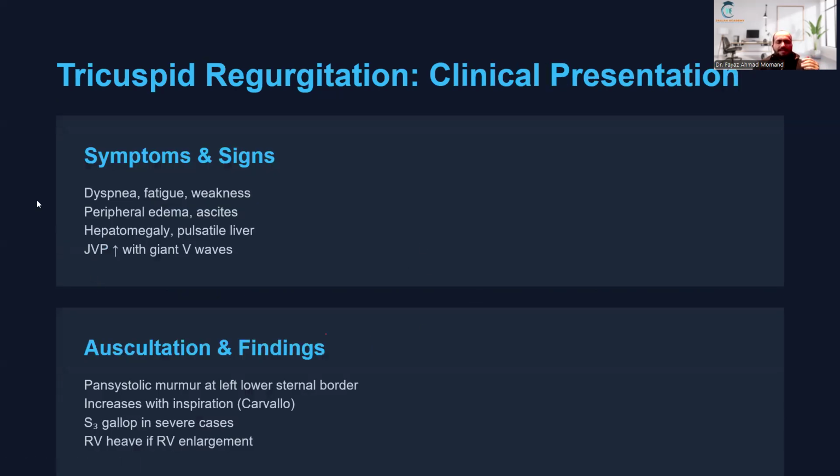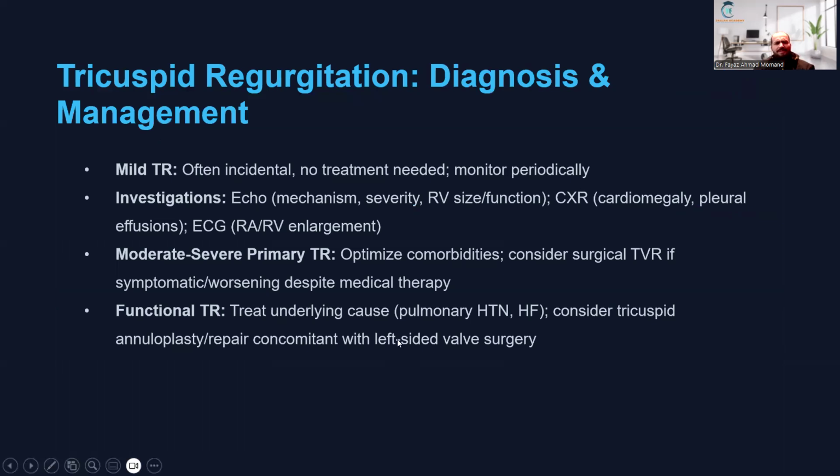Symptoms and signs in tricuspid regurgitation, once again: dyspnea, fatigue, weakness are common. Peripheral edema and ascites can happen. Hepatomegaly, liver being pulsatile, JVP increased with giant V waves. On auscultation, you will hear a pansystolic murmur at the left lower sternal border. This will increase with inspiration, and an S3 gallop, which signifies heart failure, can happen in severe cases. If the right ventricle is enlarged, you would see a right ventricular heave on palpation.